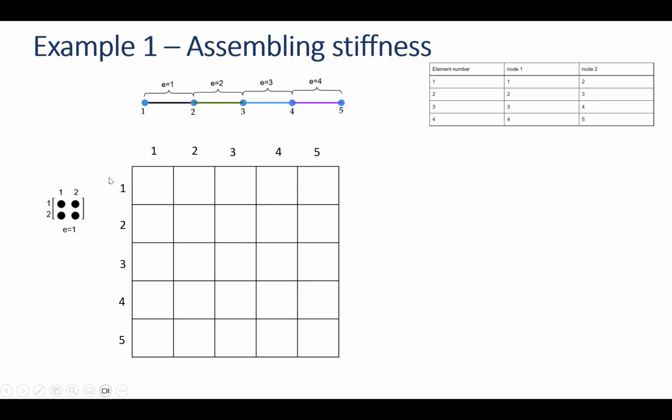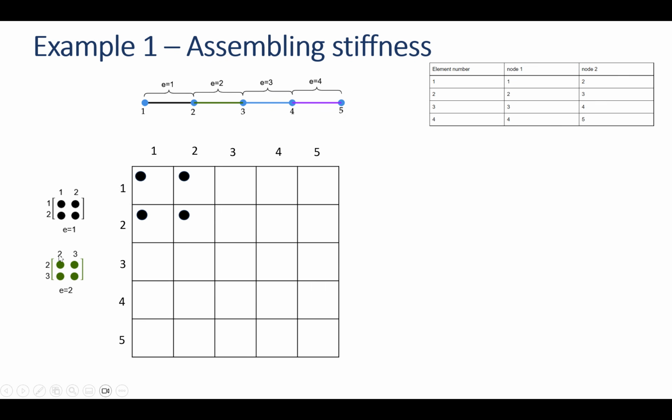We know that element 1 is connected to nodes 1 and 2, so that means the degrees of freedom 1 and 2. So the entries of element 1 would go into rows 1 and 2 and columns 1 and 2 in the global stiffness matrix. That is, we assemble these values into the first and second row and first and second column.